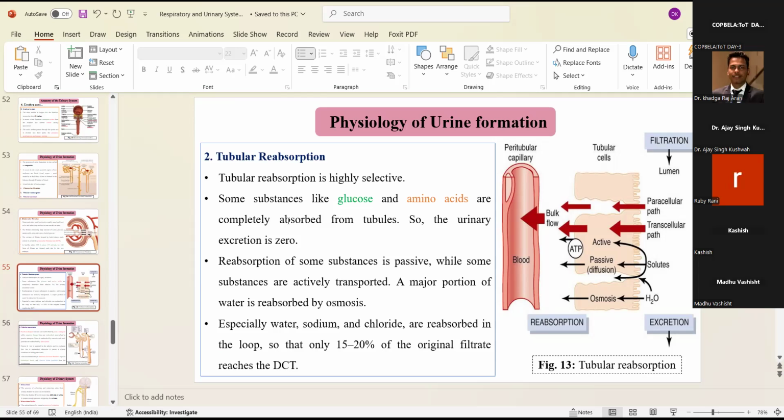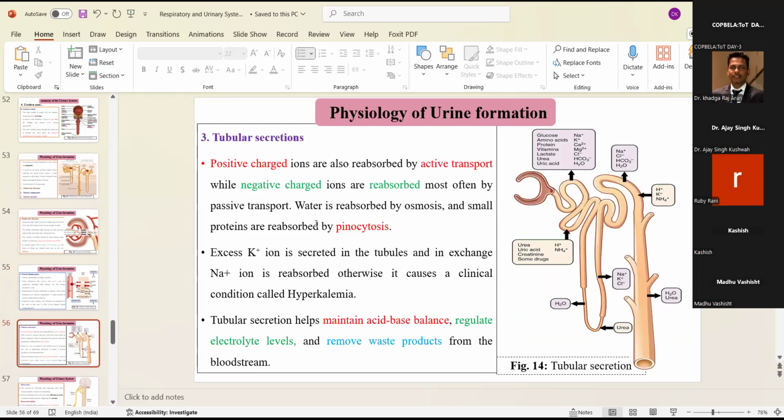So this is the diagram. You can say this is the blood, and this is the nephron, and substances can be absorbed by active and passive diffusion, and water is absorbed with the help of the osmosis method.